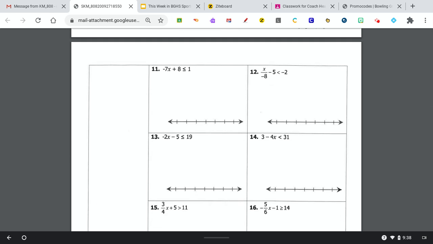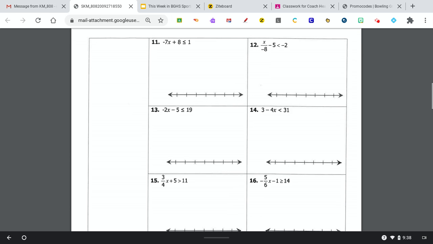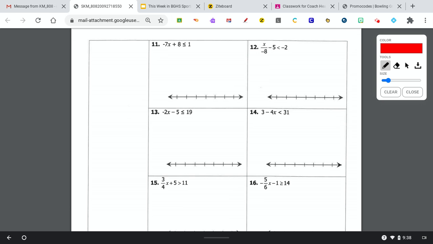Let's skip to, let's look at number 11. Let's just look at number 11. Okay. So number 11, we'll do the same thing. So we get -8, get -7x less than or equal to -7. Now, this is where we're going to use that rule. Okay? This is where we're going to use that rule.